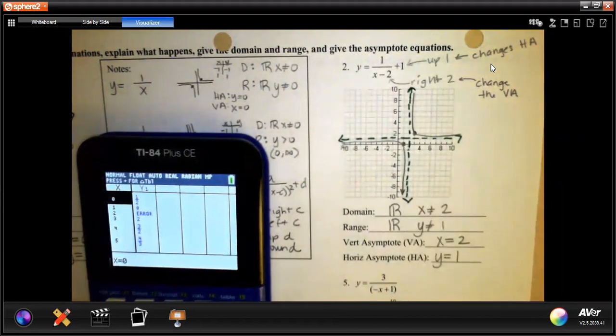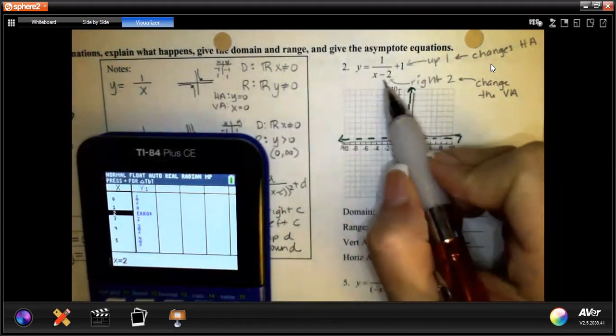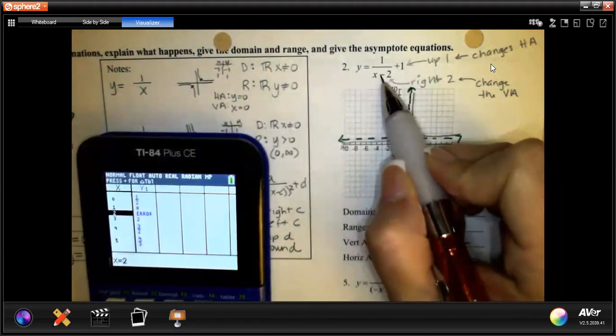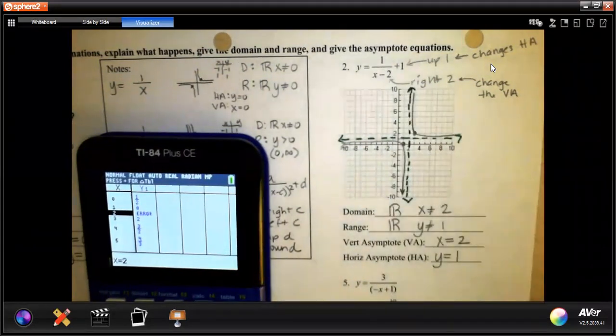Notice that at 2 it says error. We knew that because it's jumping over the vertical asymptote there. That error is our vertical asymptote. You're going to see that because that is where it makes it 0 in the denominator. 2 minus 2 would be 0 here, and we know we can't divide by 0. So that's why we see that error there, and that is the reason why it is jumping over that point.